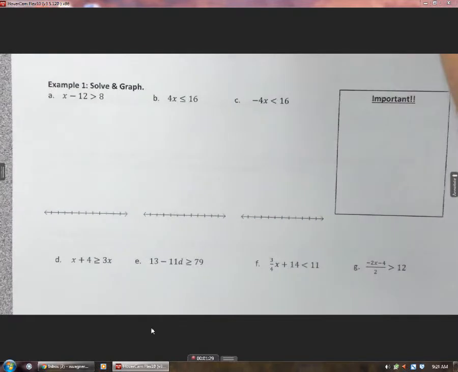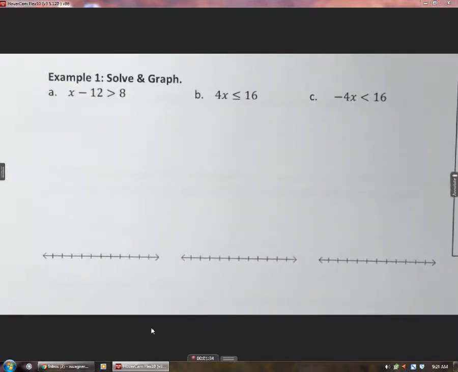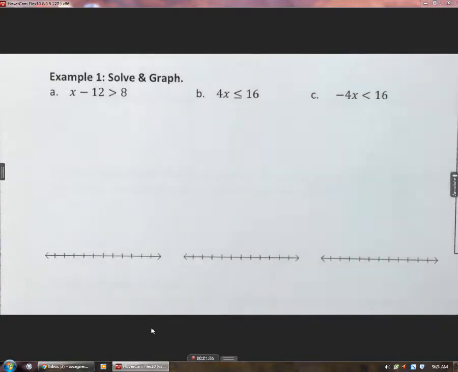So here's a few examples we're going to start with. On your homework, you do need to graph these, but they're not asking you to graph, listen please, they're not asking you to graph on a coordinate plane, they're asking you to graph on a number line. I'm going to show you what that means. Yeah, maybe you guys have done this.